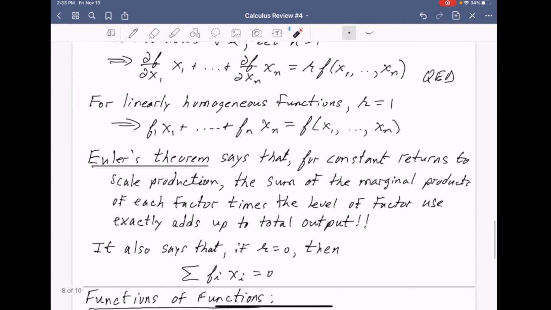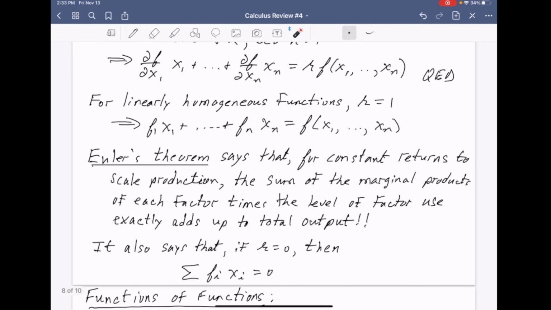Now this is important because for linearly homogeneous functions, r is equal to 1, and that says that if I take the marginal product of x1, multiply it by x1, and add to it the marginal product of x2 times x2, and so on until the final one, whatever the inputs are, the marginal product of input n times xn, that exhausts the total output.